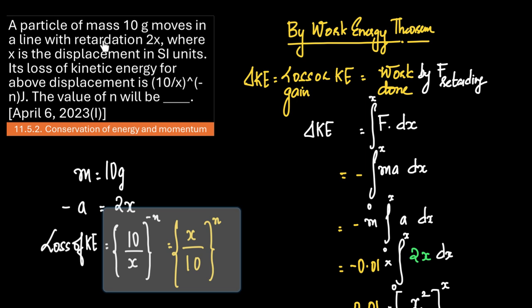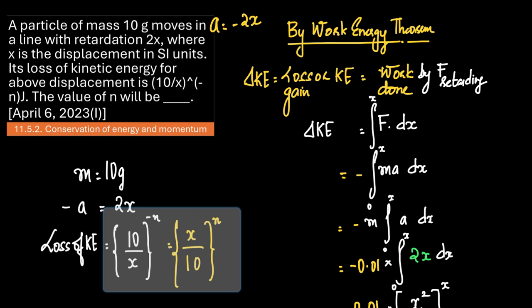So it's given to us that retardation is 2x. Now, when we say retardation is 2x, it means that acceleration is equal to minus 2x. So to have acceleration equal to minus 2x, I have written it as minus a is equal to 2x in both cases. Now, I'm not going to use the vector approach here, but let us focus only on the scalar approach. Why? Because kinetic energy is scalar. Work done is scalar, not vector. So we have minus a is equal to 2x.